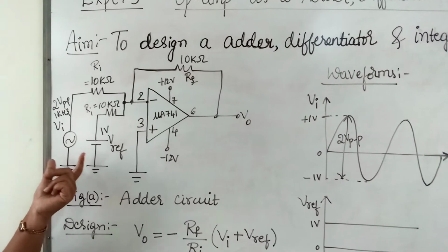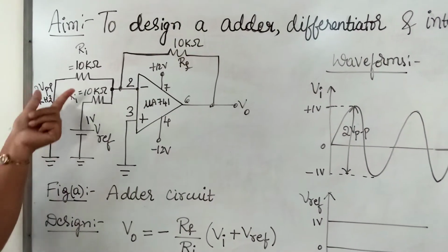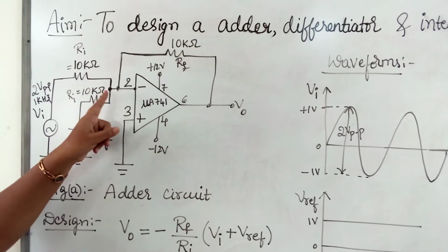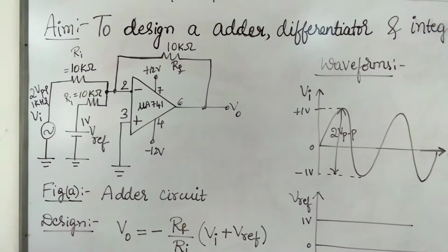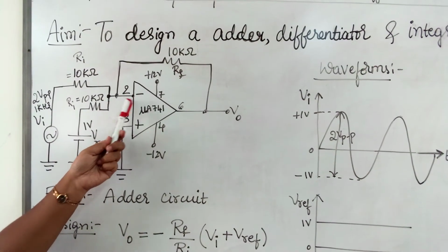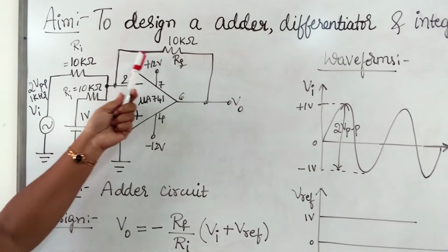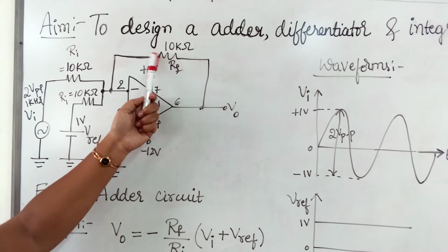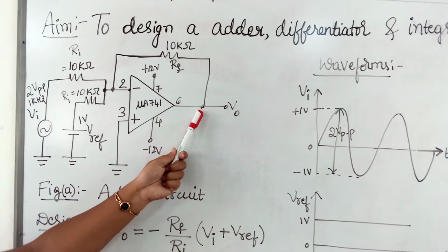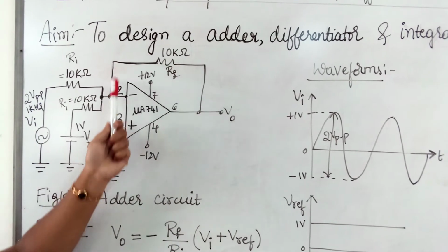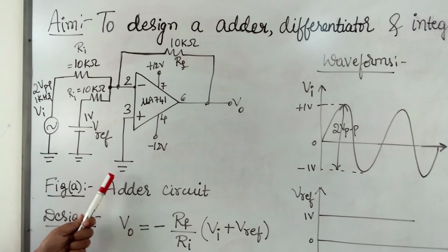So here we are providing two input signals. Both the input signals are shorted and given to pin number 2. Pin number 2 is called the inverting input terminal of the op-amp. Also, a feedback resistor RF is connected between the inverting terminal and the output terminal. So this resistance acts as a feedback, and pin number 3 is directly grounded here.